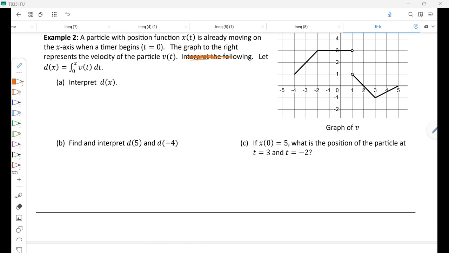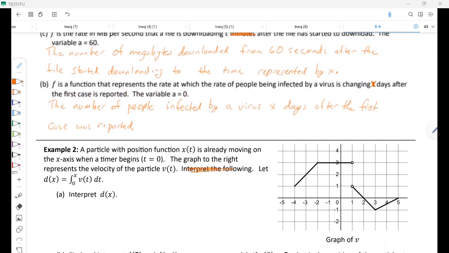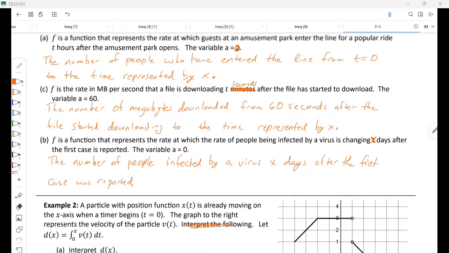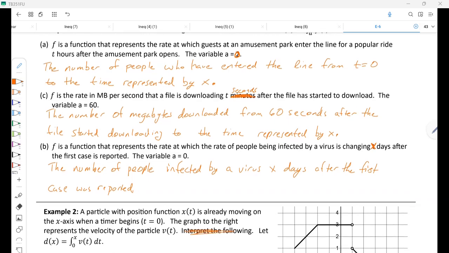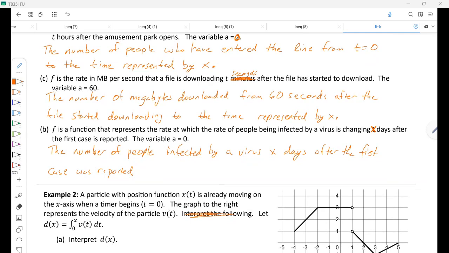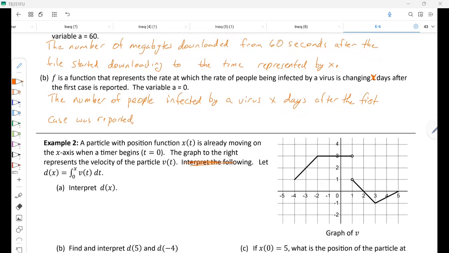V of t is along the lines of speed, so it's definitely not going to find velocity. So in each of the examples above, we had a rate. It was people per hour, and then when we integrated, we got the people. Here, it was megabytes per second, and we integrated, and we got the megabytes. So it's getting us distance.